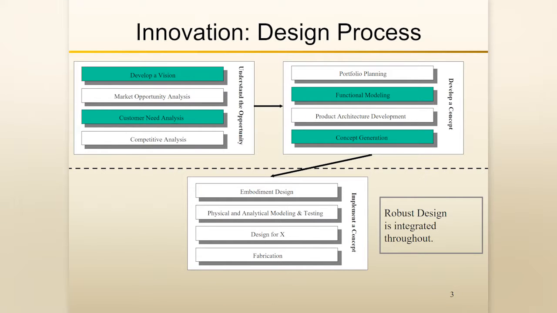This chart is a depiction of the design process. It's taken from your textbook, authored by Otto and Wood. If you look at any design textbook, you're going to find a graphical depiction of the design process like this. This is your author's version of it. They view the design process as occurring in three distinct stages: understanding the opportunity, developing a concept, and then implementing or embodying the concept. We're going to study methods applicable in each of these three phases this semester.